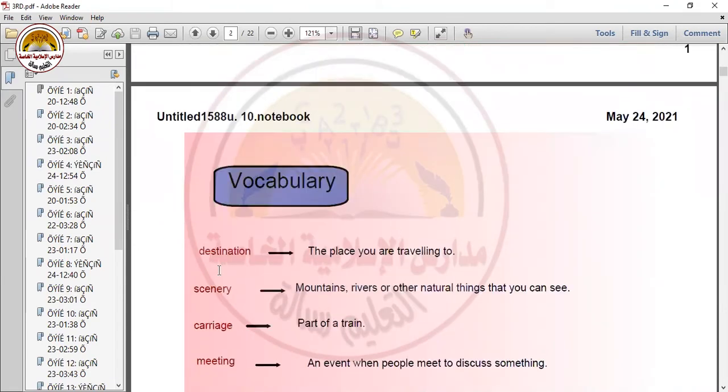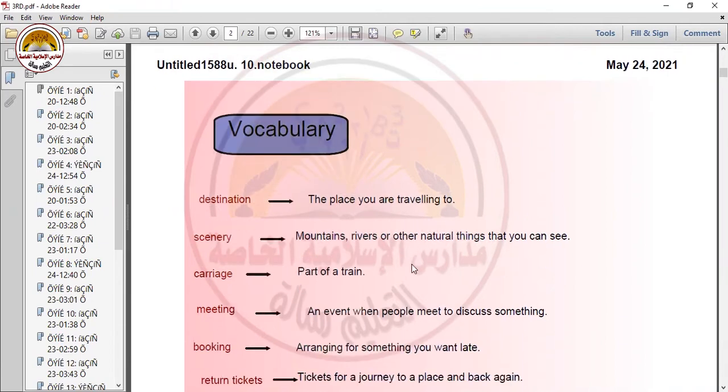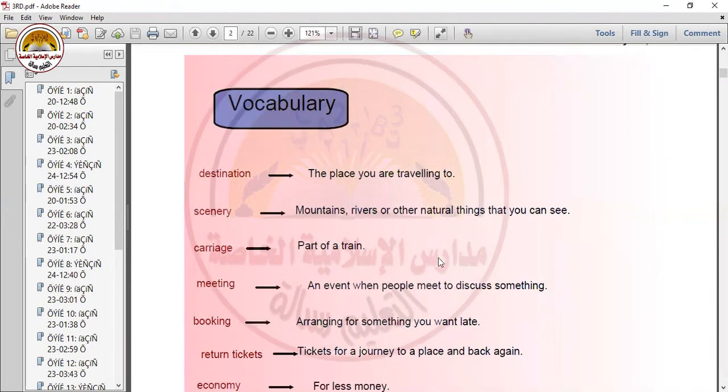Let's start with the word destination. What does it mean? Destination means the place you are traveling to. Number two, scenery means mountains, rivers, or other natural scenes that you can see. Carriage means part of a train.